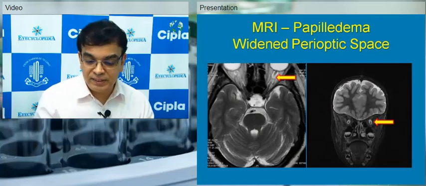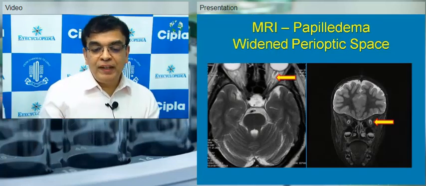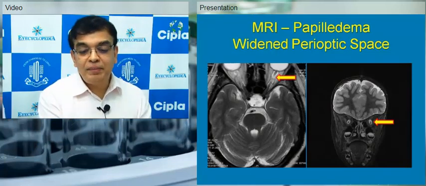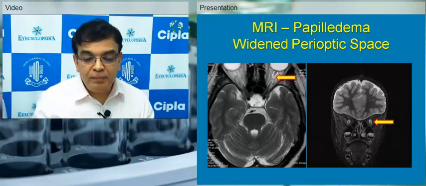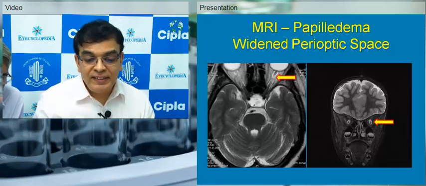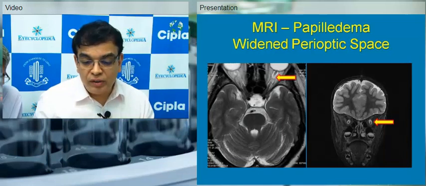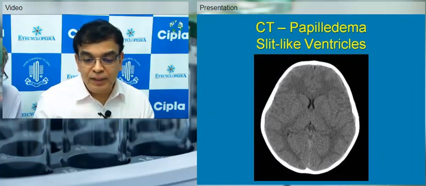As far as MRI is concerned in papilledema, here are some findings. Here you can see the perioptic space is widened. You can see the white CSF there with the optic nerve running through it. You can see this in these coronal sections also. So that's one of the features of papilledema due to raised ICP, widening of the perioptic spaces.